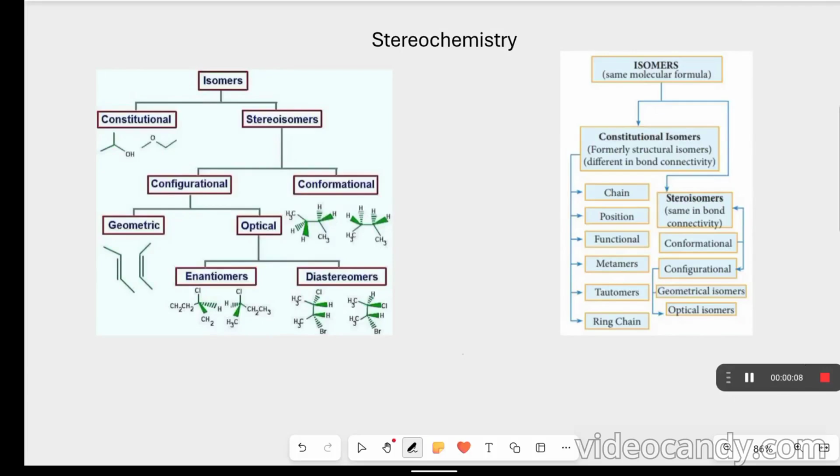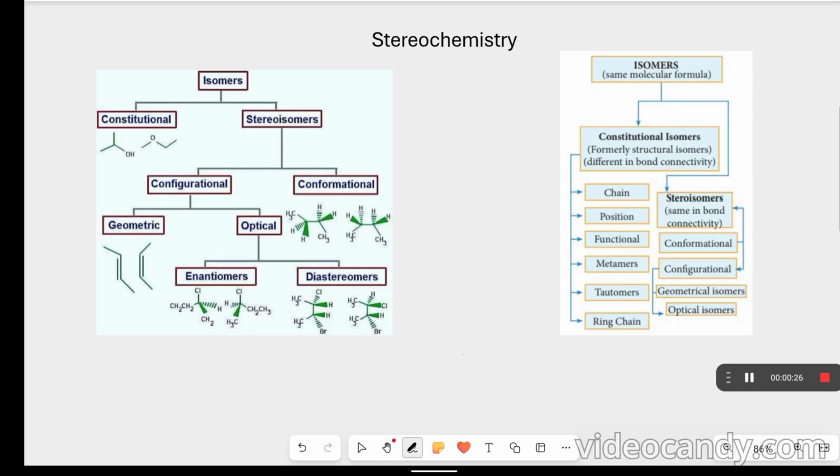First, we are going to see the definition of stereochemistry. It is the branch of chemistry which deals with the three-dimensional structure of molecules and their effect on physical and chemical properties. It's known as stereochemistry.